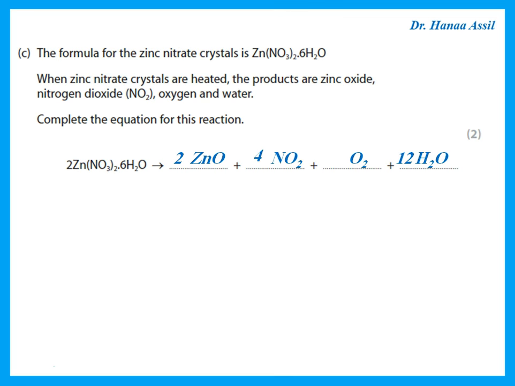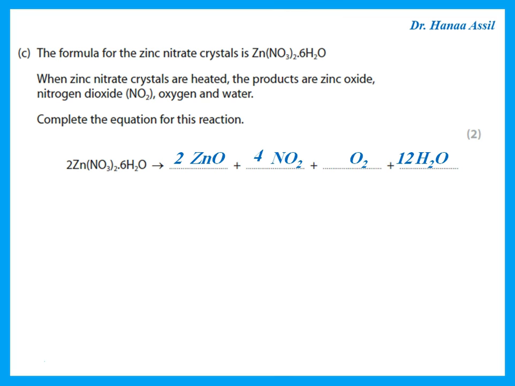Now, are the oxygens balanced? Well, how many oxygens do I have before the arrow? I have 2 times 3, 6, times 2, 12. And then I have 2 times 6 of the 6H2O, that's another 12. So I have a total of 24 oxygens.